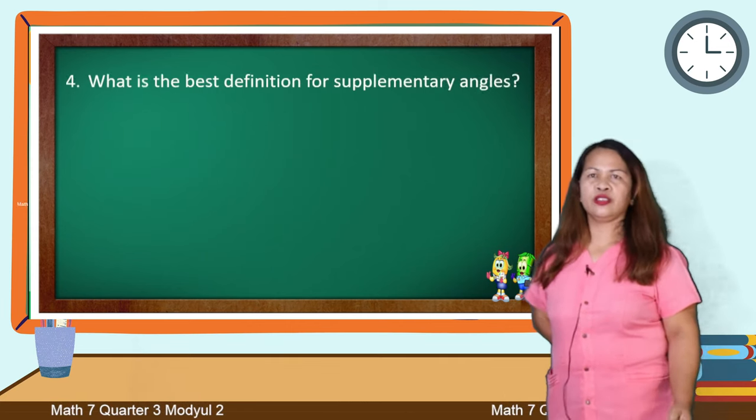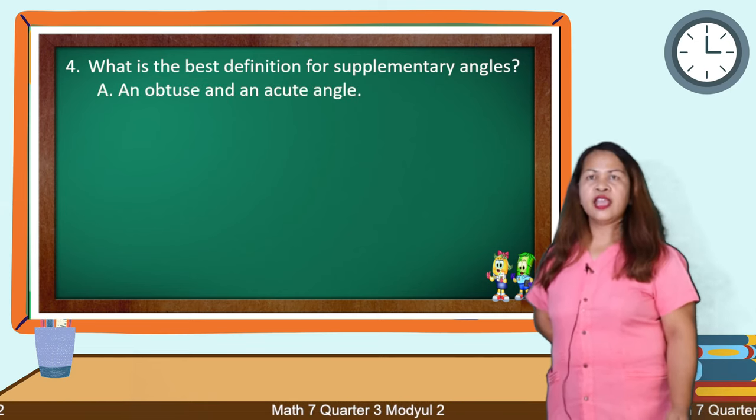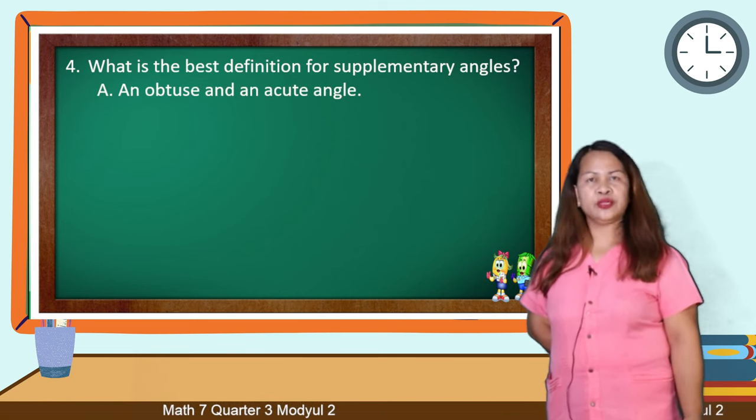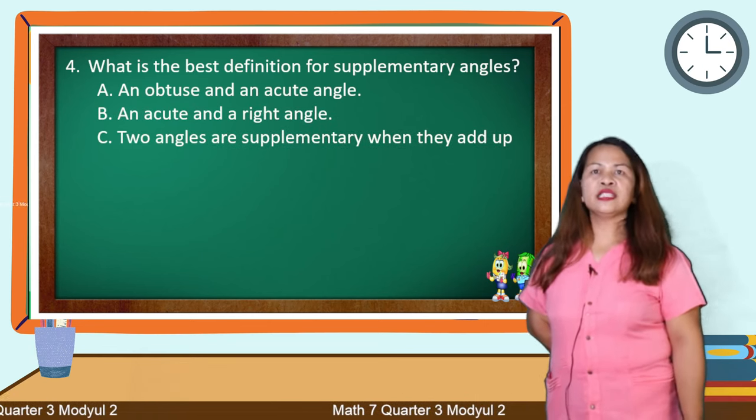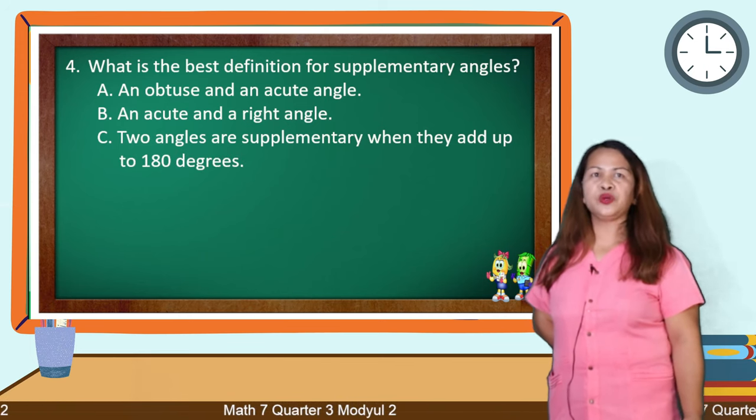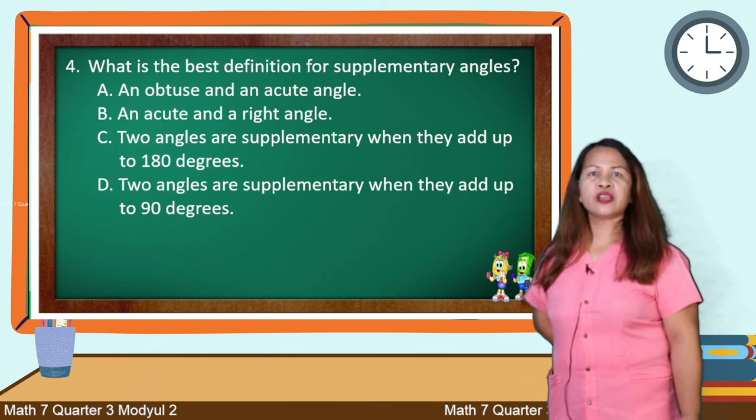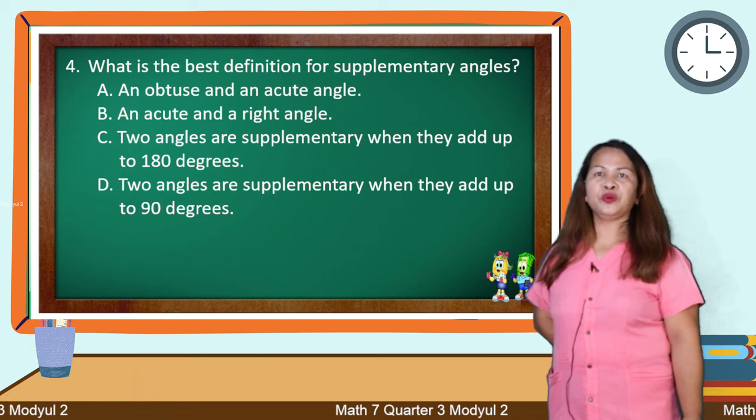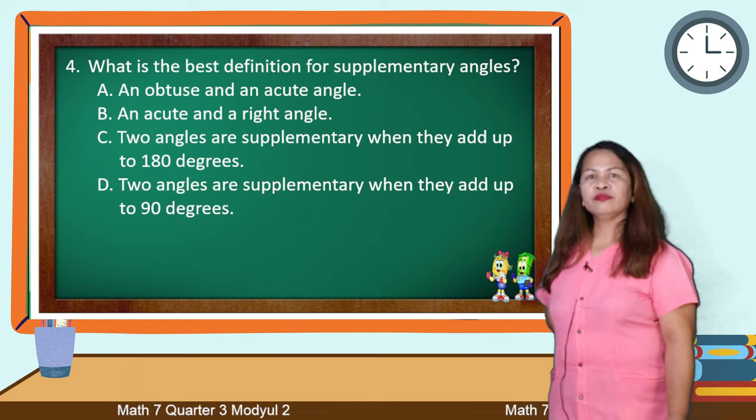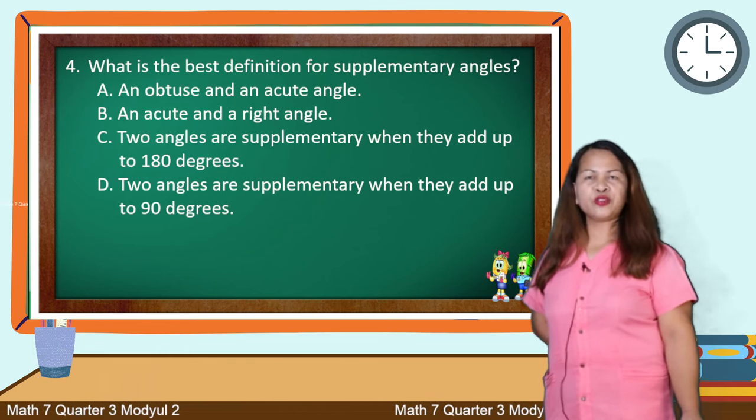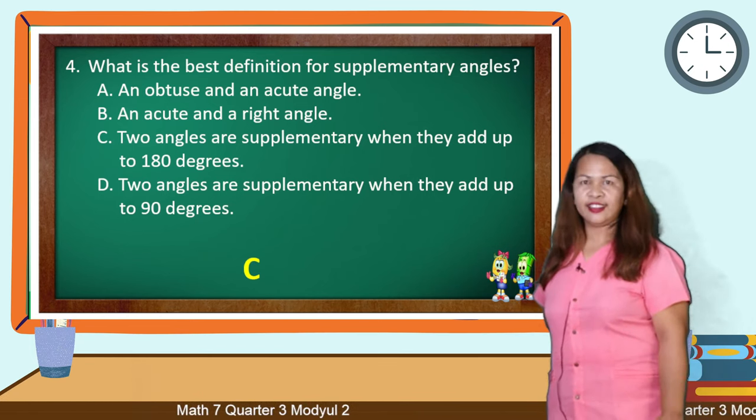Number four question. What is the best definition for supplementary angles? A, an obtuse and an acute angle. B, an acute and a right angle. C, two angles are supplementary when they add up to 180 degrees. D, two angles are supplementary when they add up to 90 degrees. I'm waiting for your answer. Type the letter of your correct answer. Let's check. The correct answer is letter C.